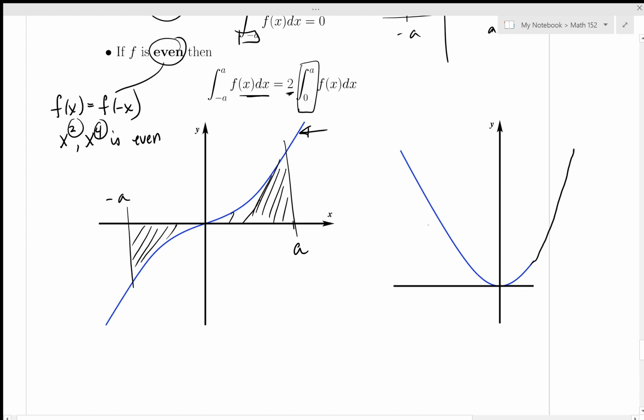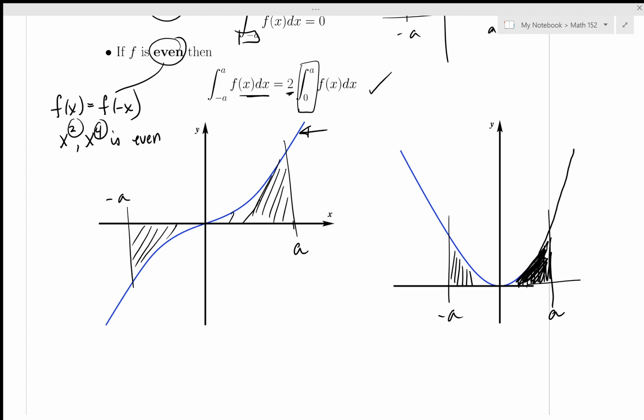Similarly here, if I'm going from minus a to a, I notice that this area is positive and this area is positive and they are both the same. So I could, in fact, just compute the area here and then multiply by 2. And that's what this statement here is saying. You can use this to reduce the amount of work. Reducing the amount of work is always good.